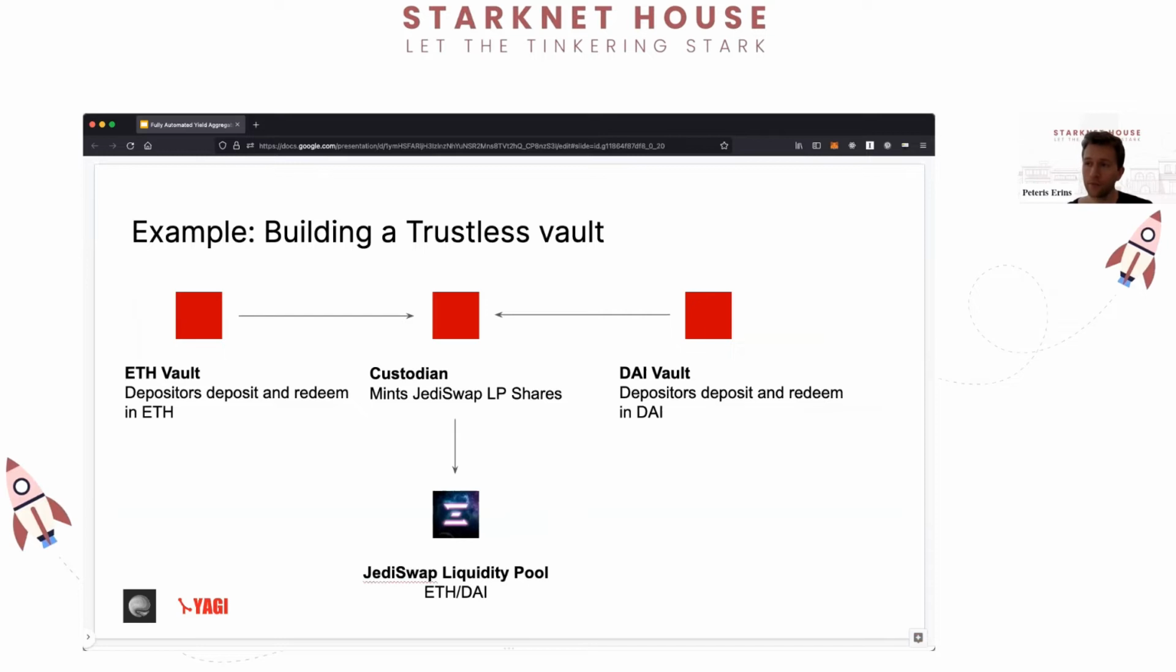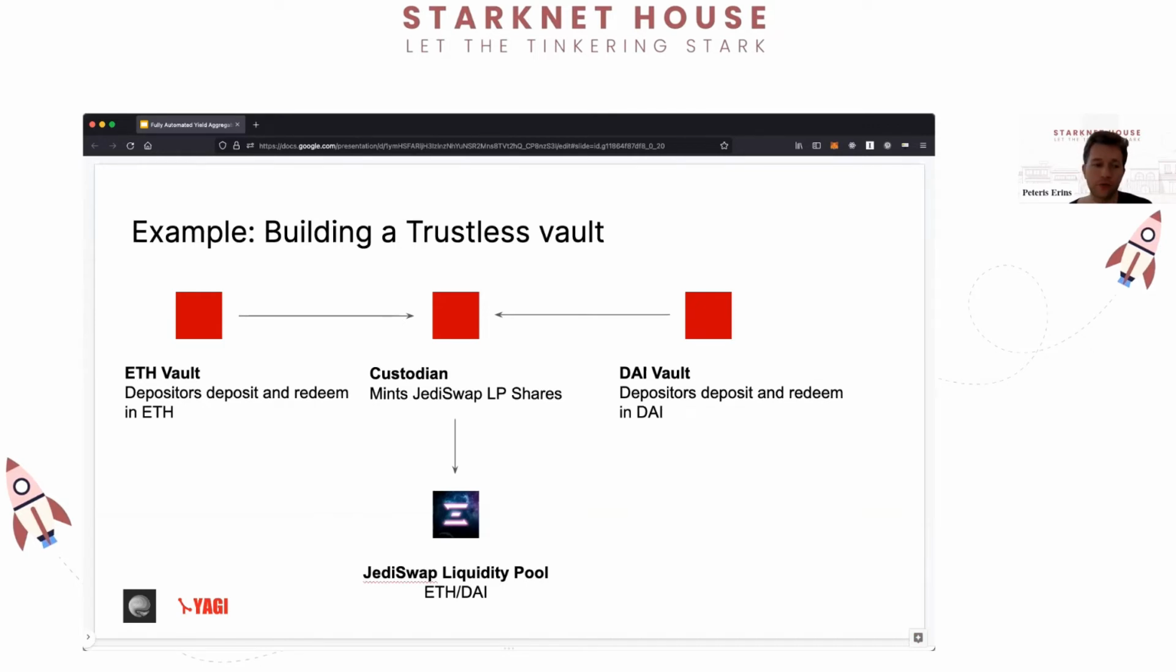Okay, so we'll go through a specific example. Let's try and build a trustless vault. Specifically, we'll look at building a vault on top of JediSwap, and specifically on top of a JediSwap ETH DAI liquidity pool, right?